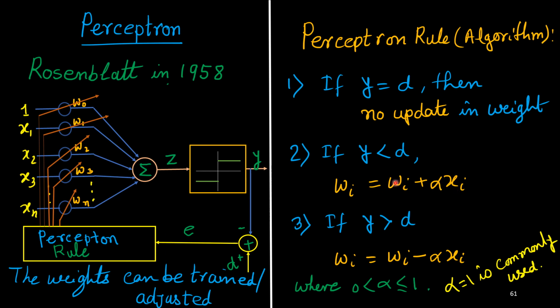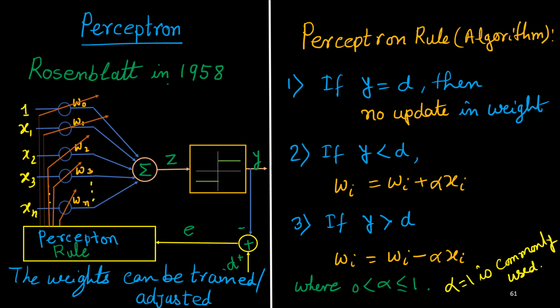So wi should be replaced by wi plus alpha times xi in the next iteration. So that is the modification here. Alpha times xi should be added, and when y is more than d, when this output is more than d, then it is subtracted. Very simple. Now you understand this y and d.